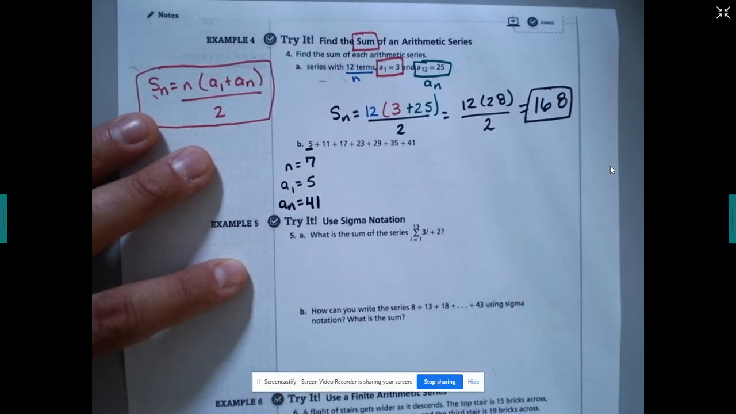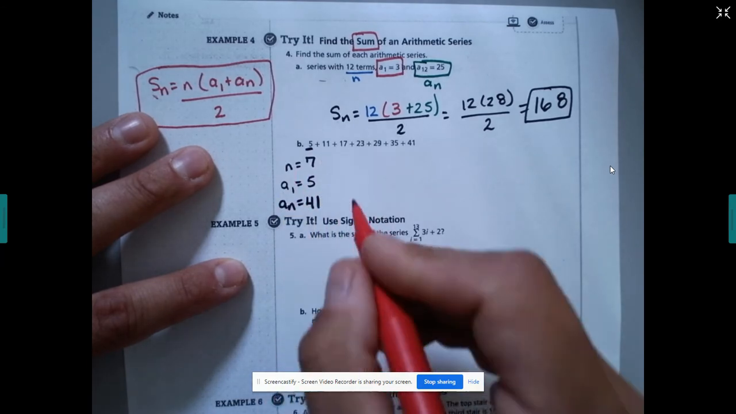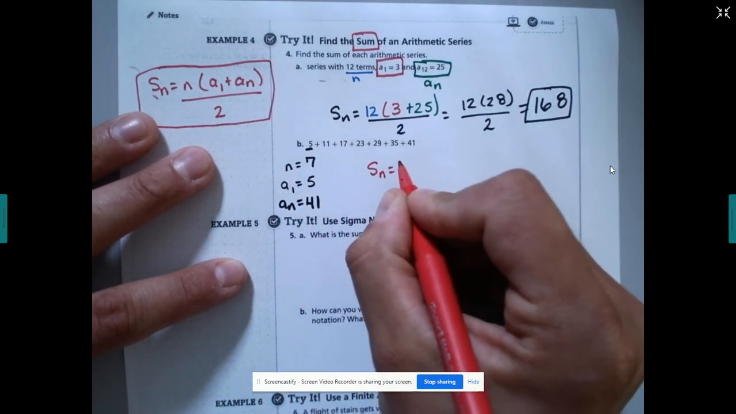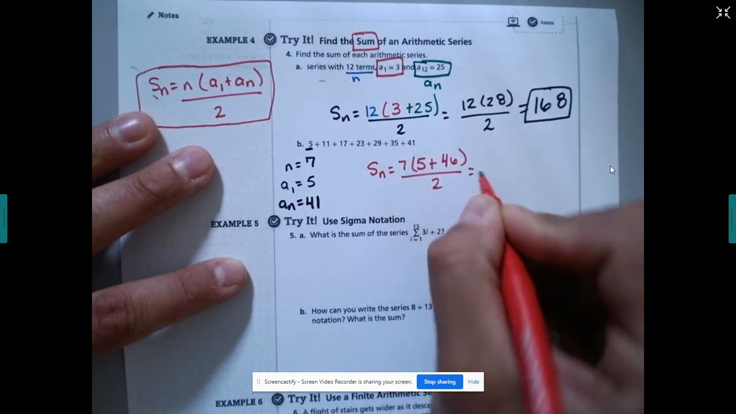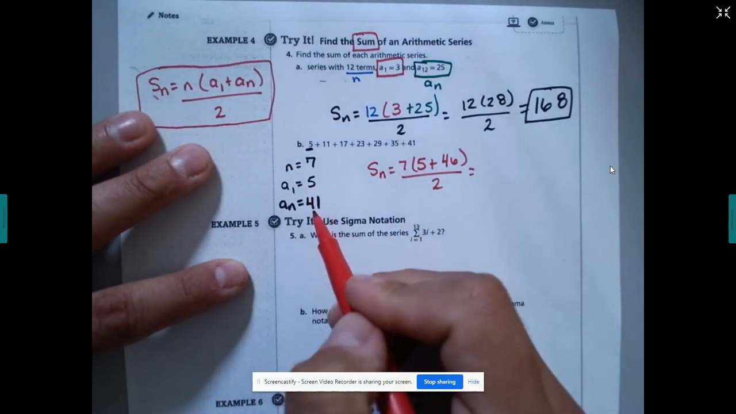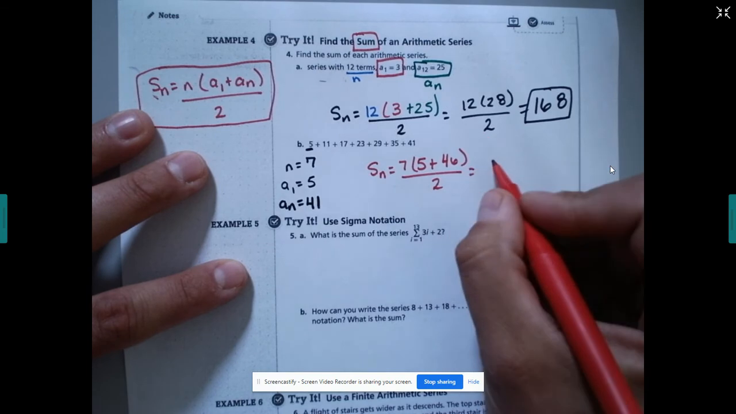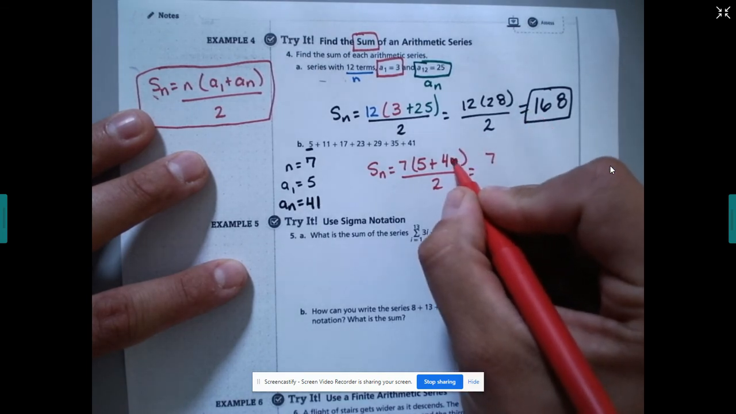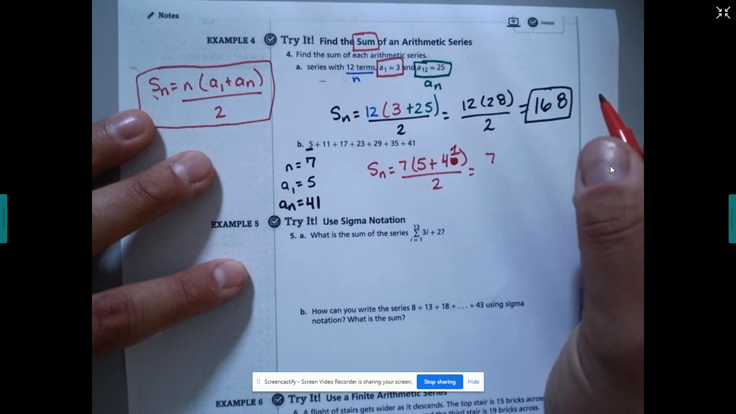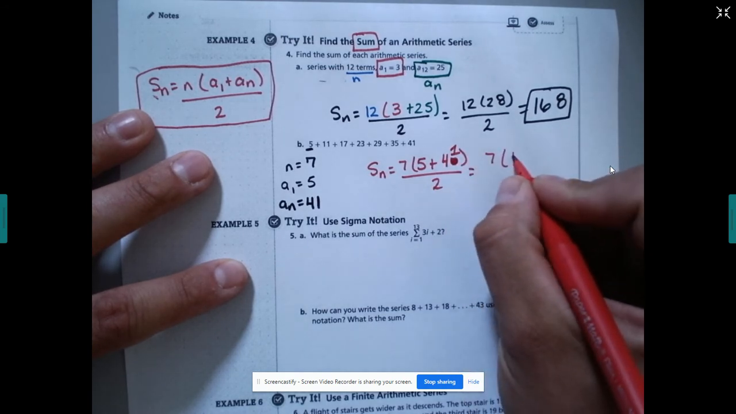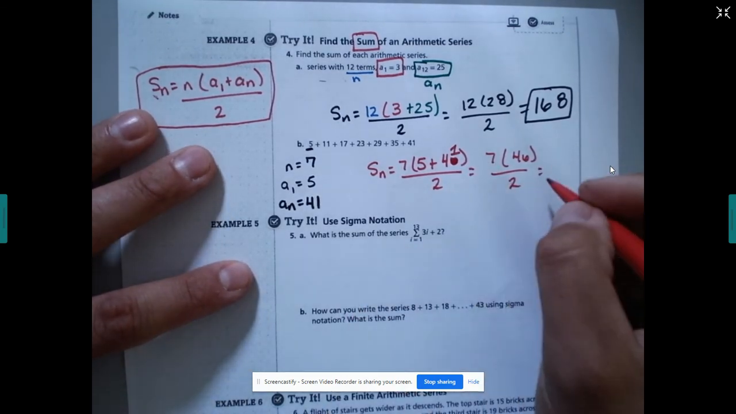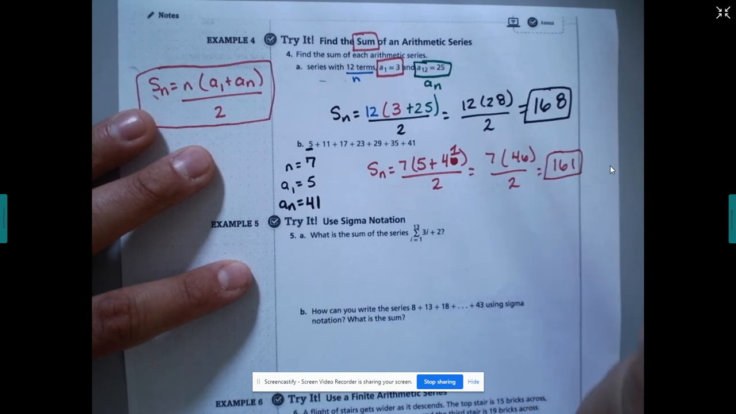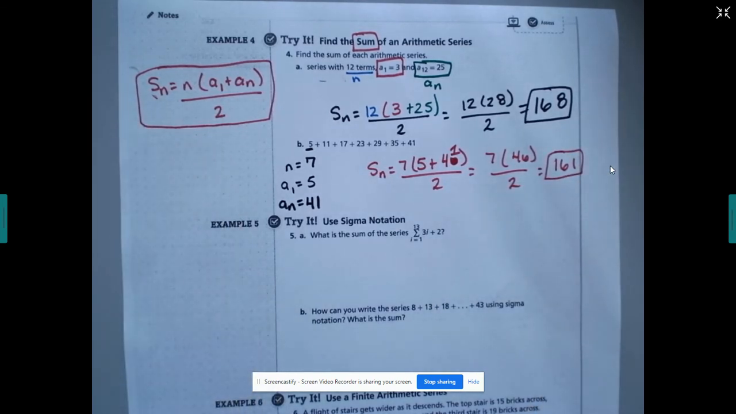So again, I have everything that I need to solve this problem. I'm just going to plug it all in. n was 7, a1 is 5, an is 46, divided by 2. So I just took these 3 numbers and put them in their proper place. So 7, whoops, that should say 41. I got ahead of myself there. Sorry, guys. 7 times 5 plus 41 is 46, divided by 2. And then again, we let our calculator help us out, and we get an answer of 161. Okay, 161.